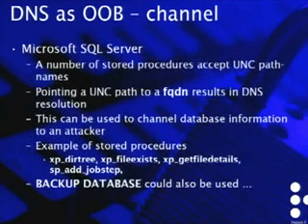So in SQL Server, a number of stored procedures accept UNC path names. A UNC name is when you point out a share on a network server. And if you point a UNC path to a fully qualified domain name, it will result in a DNS resolution being performed. And this can be used in order to channel database information to an attacker. So by looking, for example, at the extended stored procedures xp_dirtree, xp_fileexist, xp_getfiledetails, sp_add_jobstep, they all accept UNC paths in their file parameter.